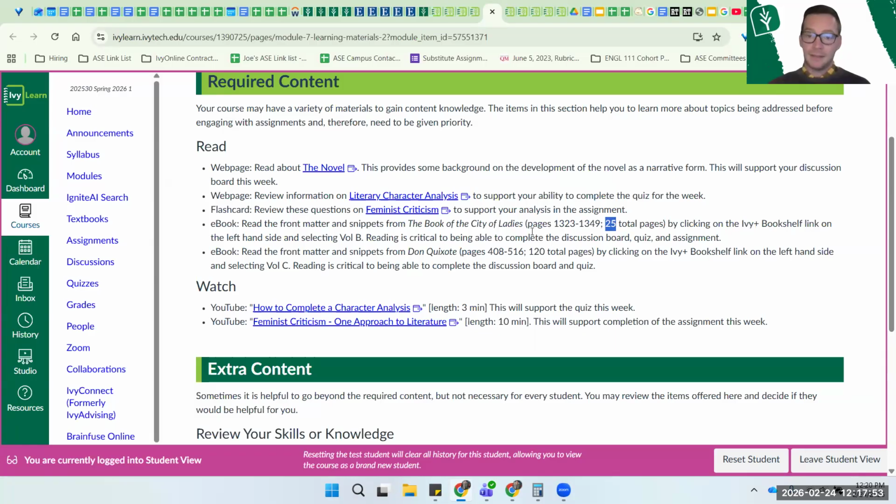And then a couple of hours of reading here for Don Quixote. Maybe some of you have read Don Quixote in the past. It's one of the more famous pieces of literature that exists in the Western world. But if you haven't, well, you're in for a little bit of a treat.